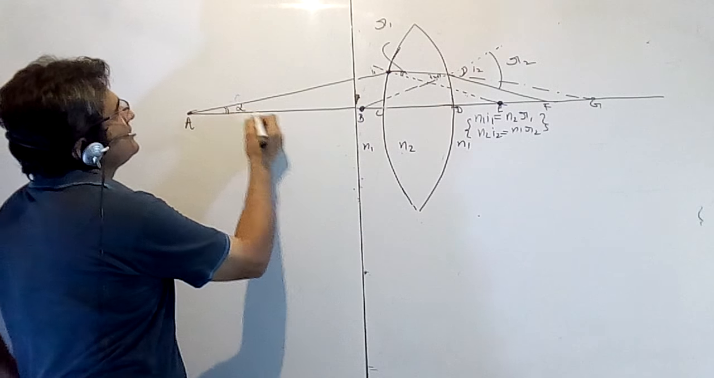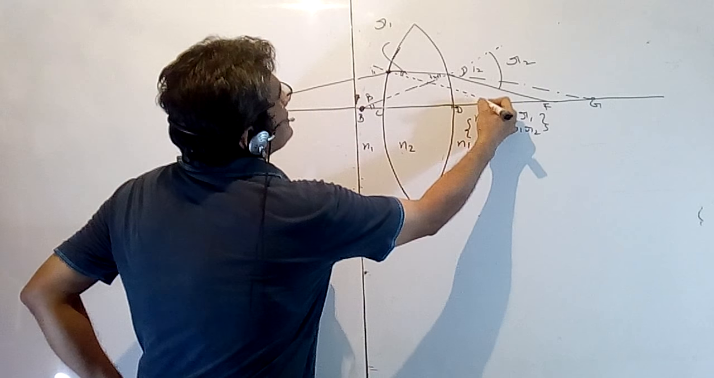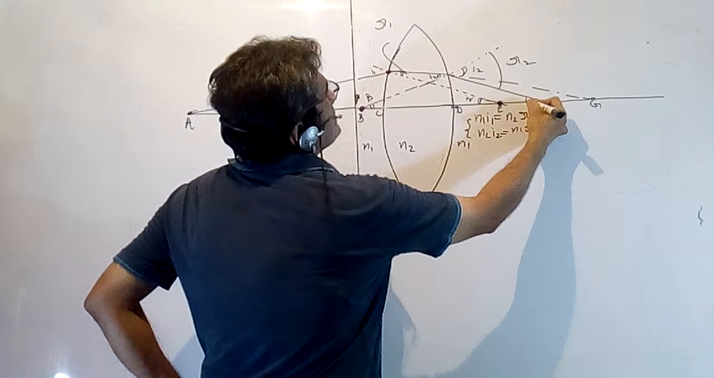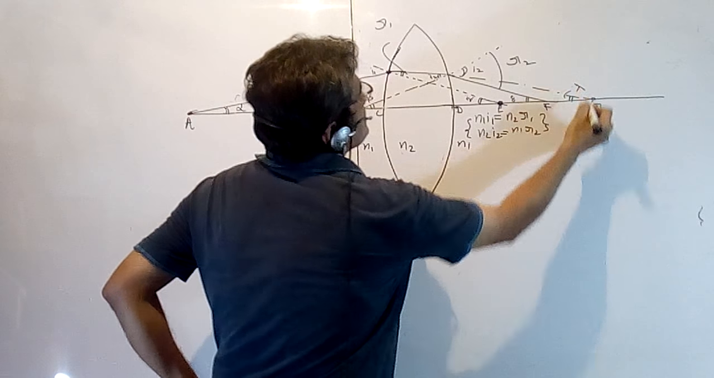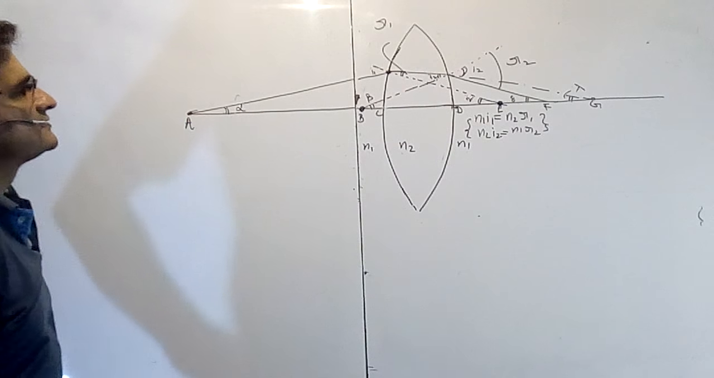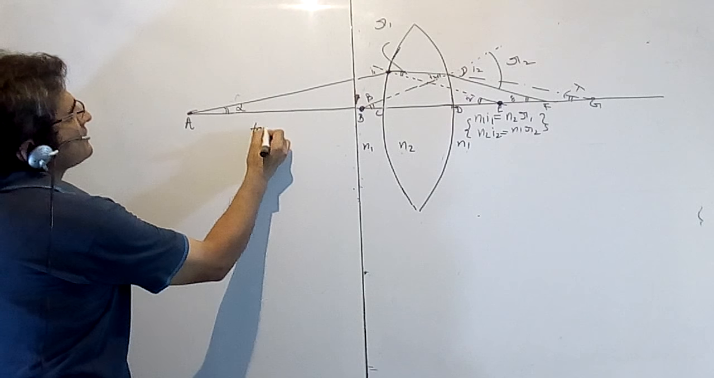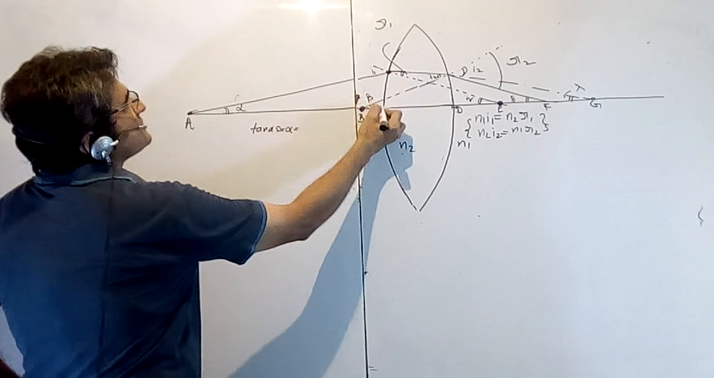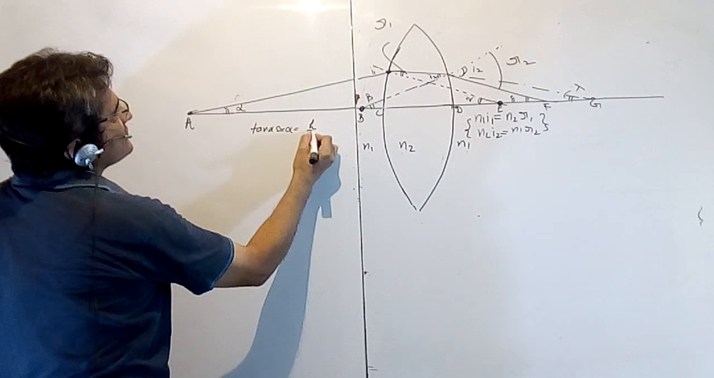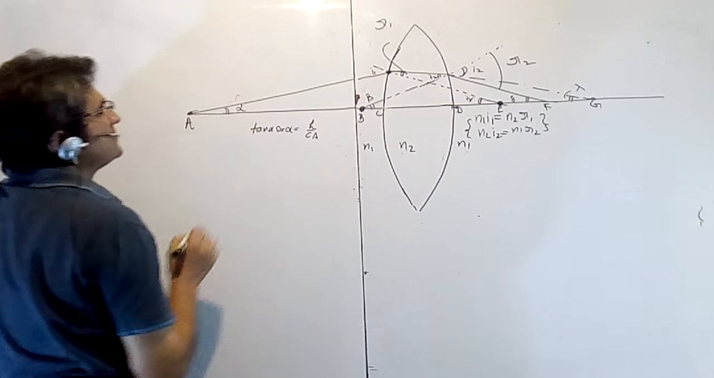Mark this as alpha, beta, this is gamma, this is delta, and let this be lambda. Also follow a pattern here. Whatever angles you may choose, mark some angles. Right now tan alpha is approximately alpha, which will be equal to h upon CA. H upon CA. I am writing all heights as h here. Both sides it is h equal.